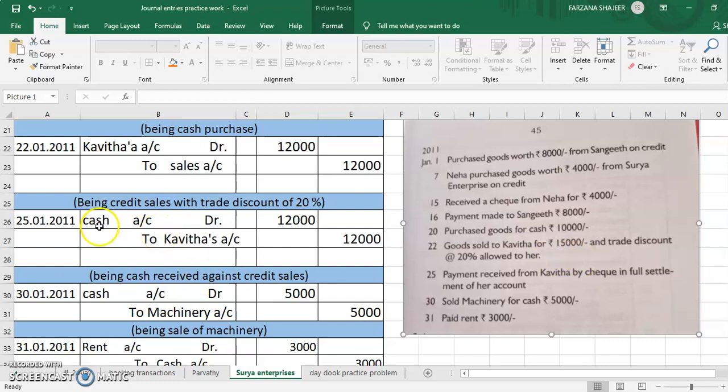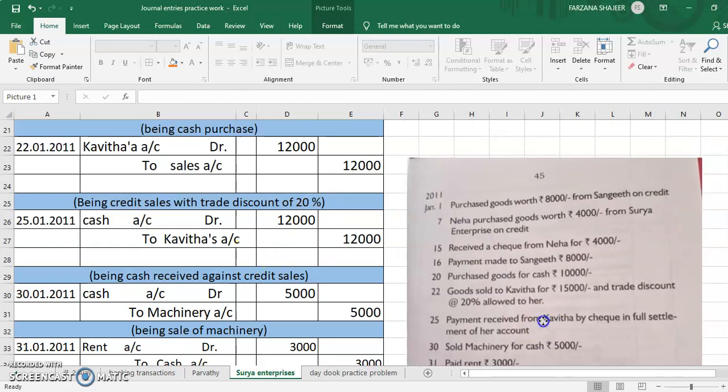So the journal entry is Kavita's account debtor to sales account 12,000. 12,000 because even though the amount is 15,000, a trade discount of 20% is given. 15,000 into 20% is 3,000. So 3,000 discount is deducted from this 15,000. So 15,000 minus 3,000 is 12,000. And then we have the journal entry for credit sales, Kavita's account debtor to sales 12,000. See, the narration is being credit sales with trade discount of 20%.